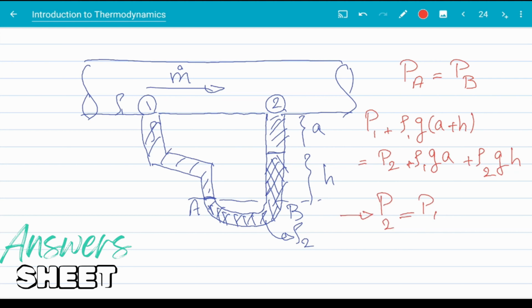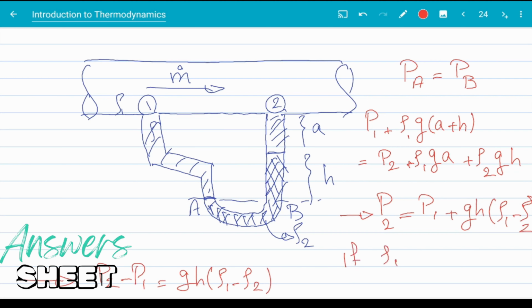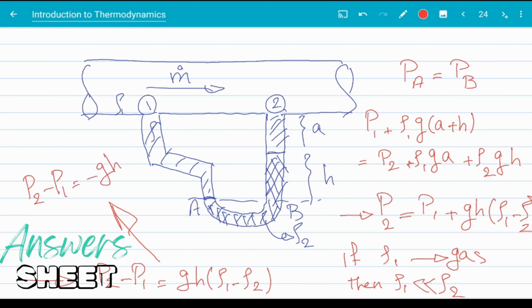If we play with the algebra, we end up with this equation. In the case that the flowing fluid is a gas and its density is way smaller than the density of a liquid, then we can neglect it with respect to the density of the liquid and reduce the equation even further to P2 minus P1 is minus rho 2 gh.